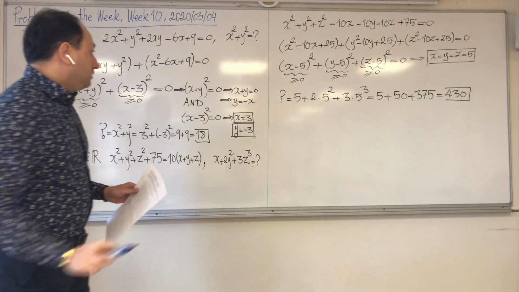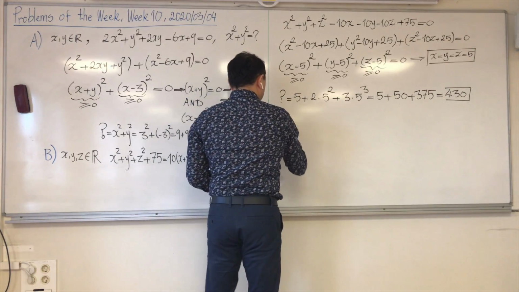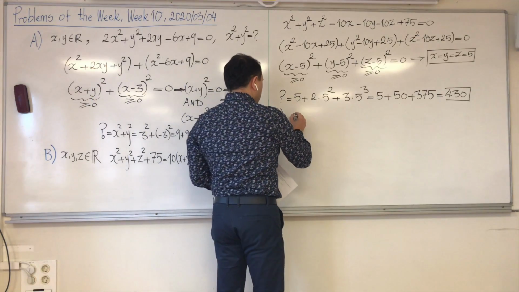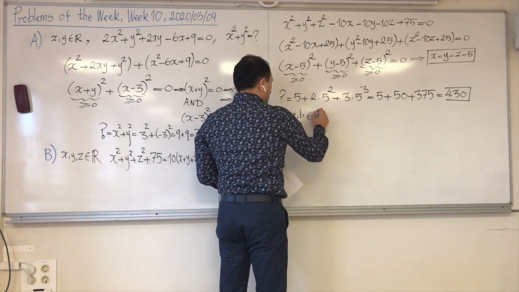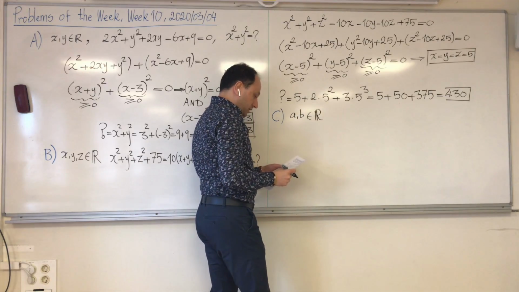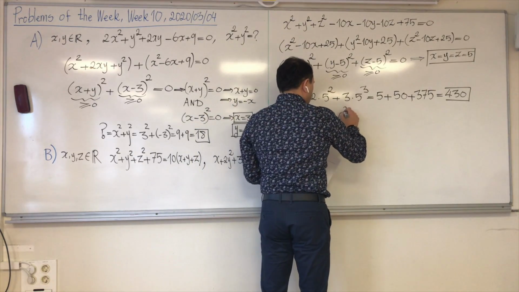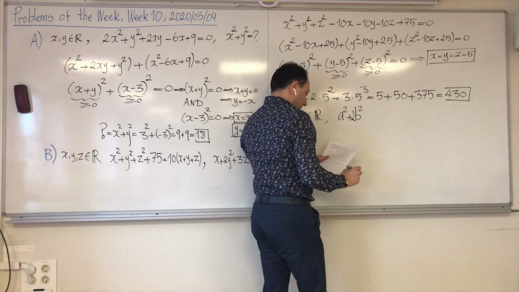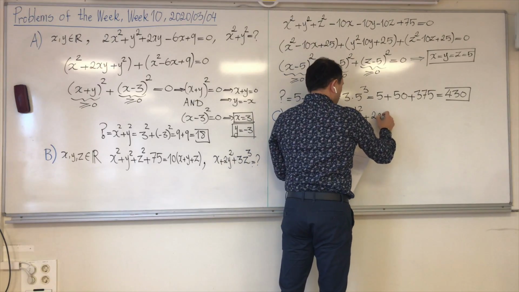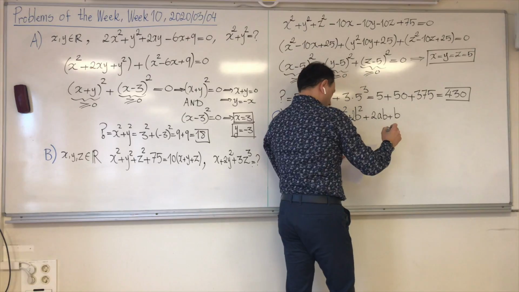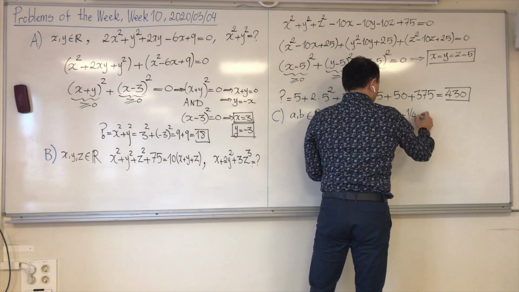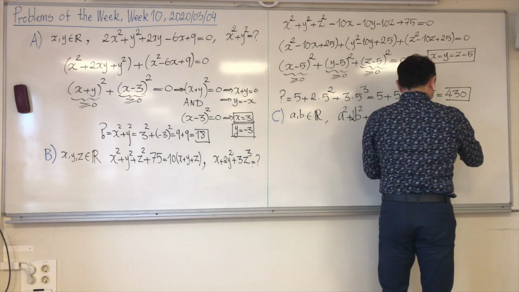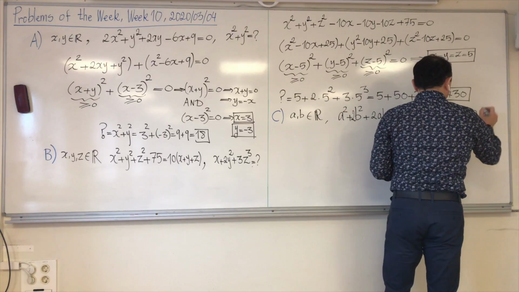Okay, now let us go to problem C. It's mentioned that A and B are real numbers, okay? A and B belong to the set of real numbers, and we know that A^2 plus B^2, plus 2B^2, and then plus 2AB plus B plus a quarter, it's equal to 0. Under this condition, I want to find A minus B.